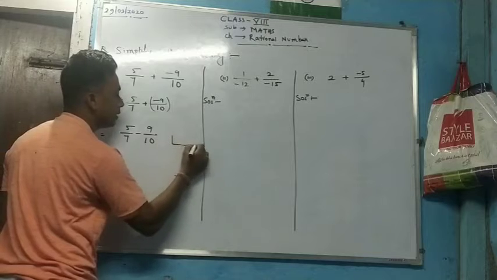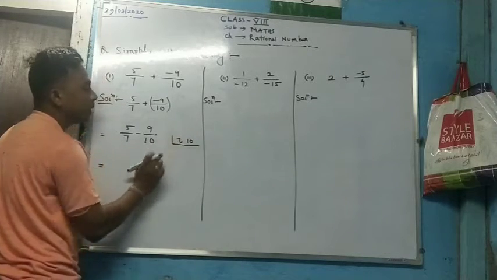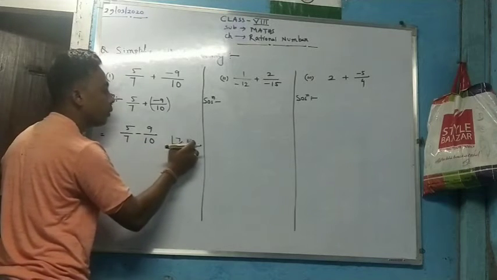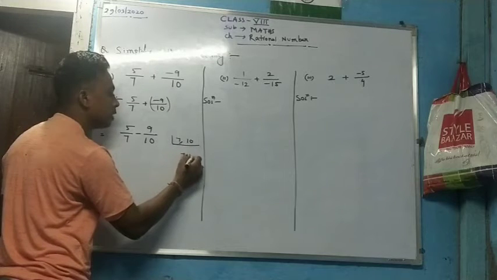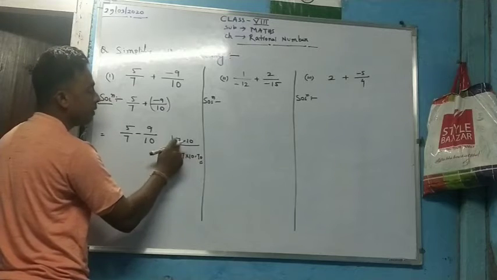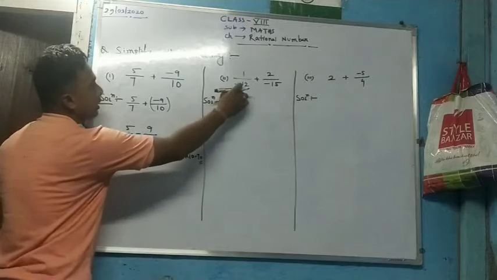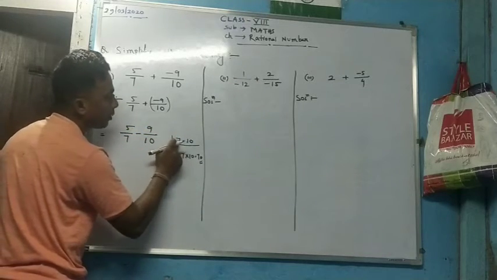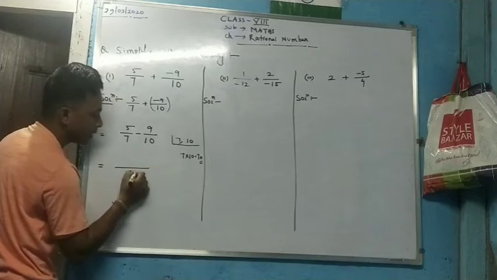I will find the LCM right here. 7 and 10. Is there any common factor between these two terms? There is no common factor between 7 and 10. So if there is no common factor between two terms, without finding the LCM, you just need to multiply these two terms. 7 times 10 is 70. If there is a common factor, then you find the LCM. But here there is no common factor between 7 and 10, so the LCM will be 70.